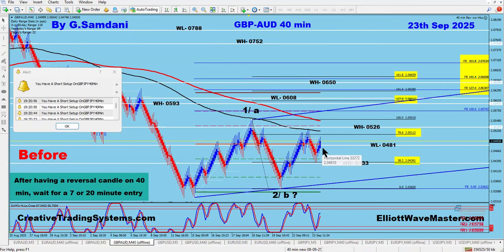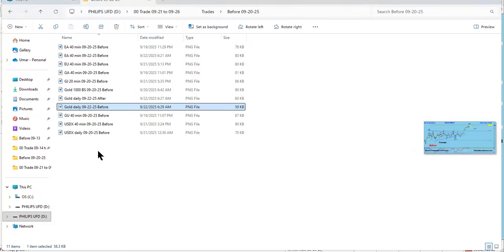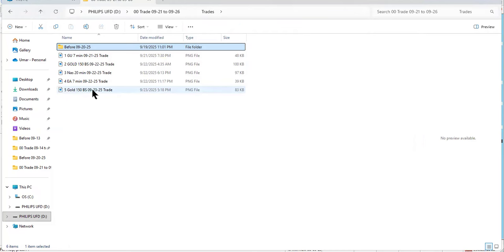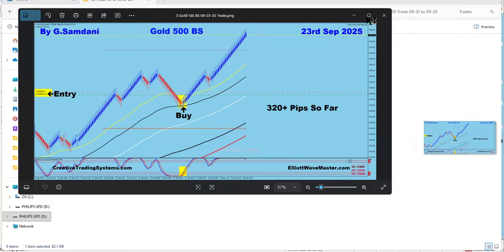So this one, for example, gold. Let's say I said that it's going to drop, right? But how did I end up having this? Let me show you today. This is not a 150 box size chart, by the way, this is 500. So this was a 500 box size, right?